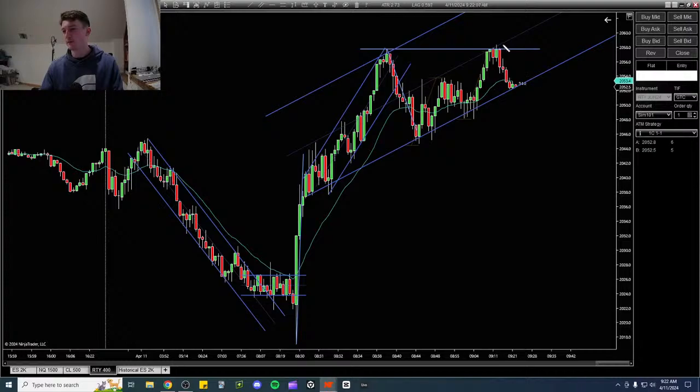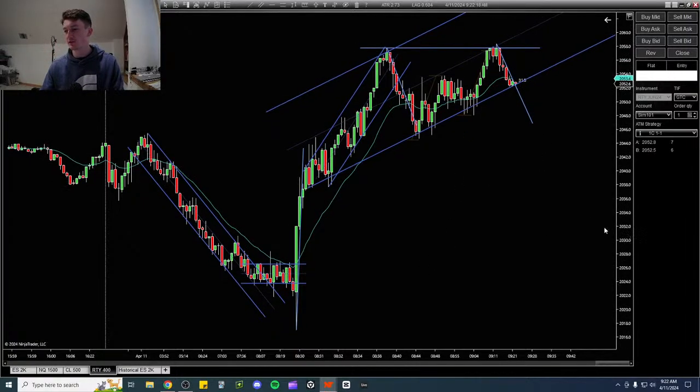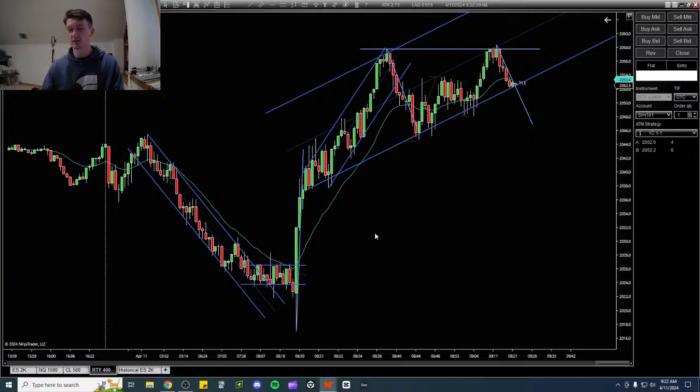Hopping over to the RTY, you have this correction trend down. Looks like it's coming off this trend line, so trying to see if it's going to turn up here or not. I don't like this trend on the RTY as much as I do the one on the ES and the NQ.